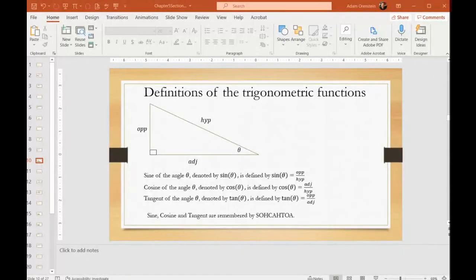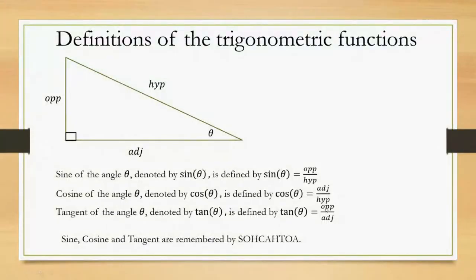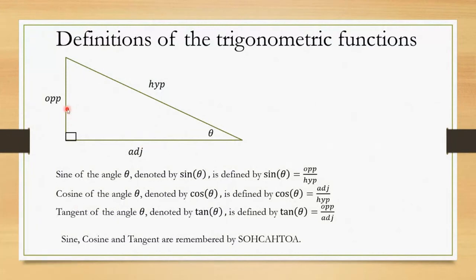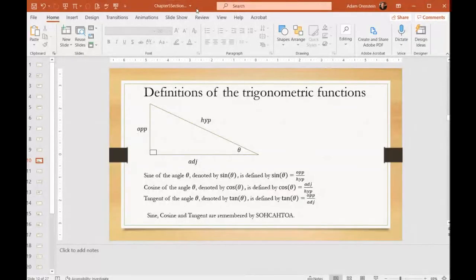Here we go. So now we get to the trig functions. We can define them in terms of the side lengths. Okay, let's do that. So sine of theta, that's the length of the opposite side divided by the length of the hypotenuse. That's what that is by definition.